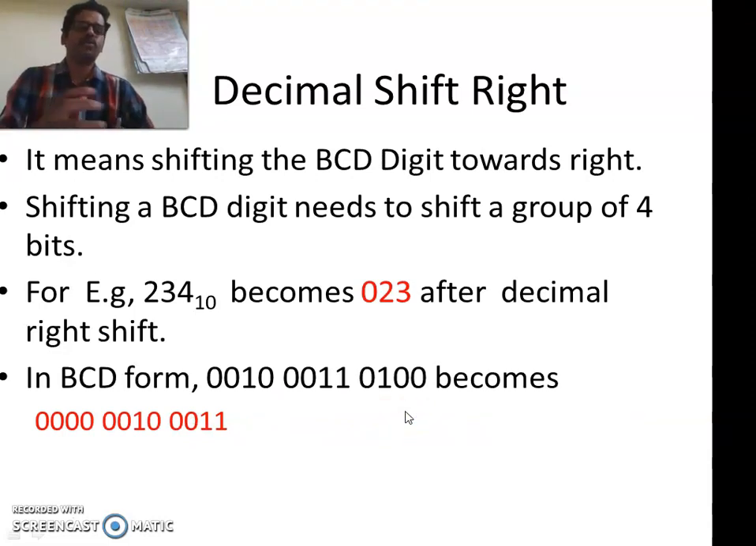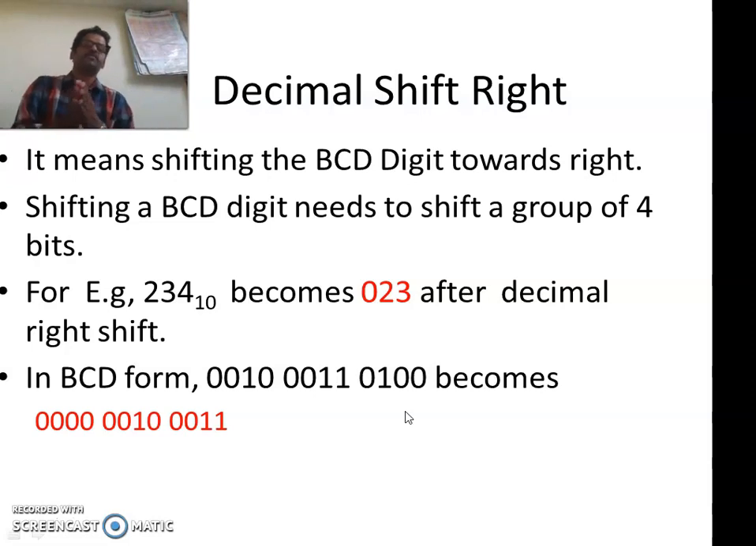Now we are going to discuss the second operation called the decimal shift right operation. We are already familiar with the shift right operation on binary numbers. While performing shift right operation on binary numbers, the rightmost bit would be lost and we'll be adding 0 into the leftmost bit position. The same rule is going to be applied for decimal numbers also.